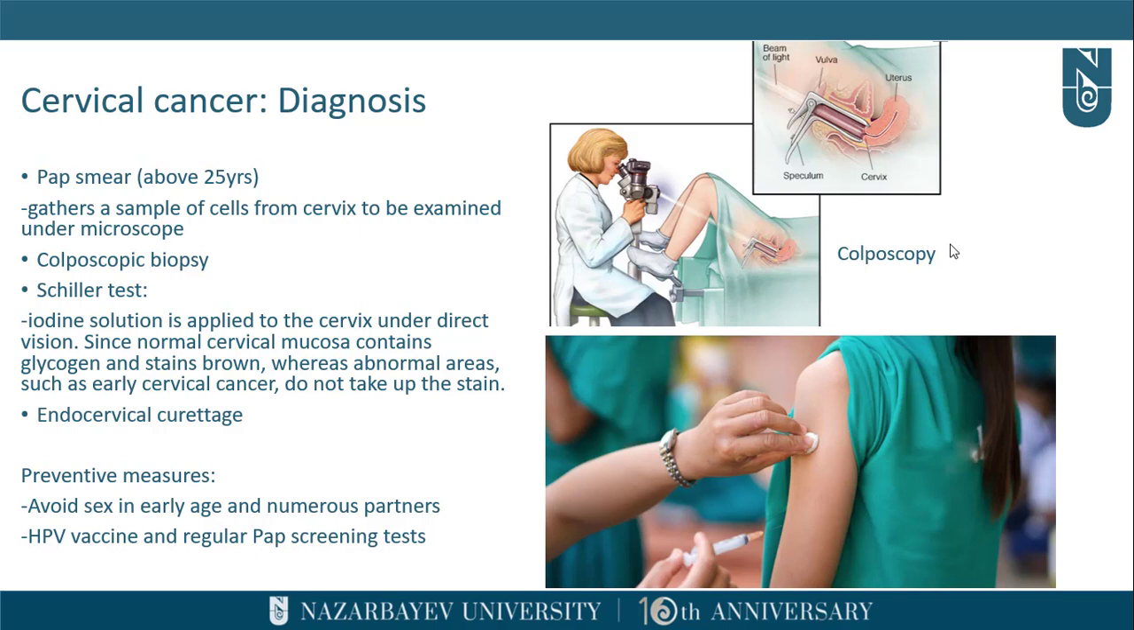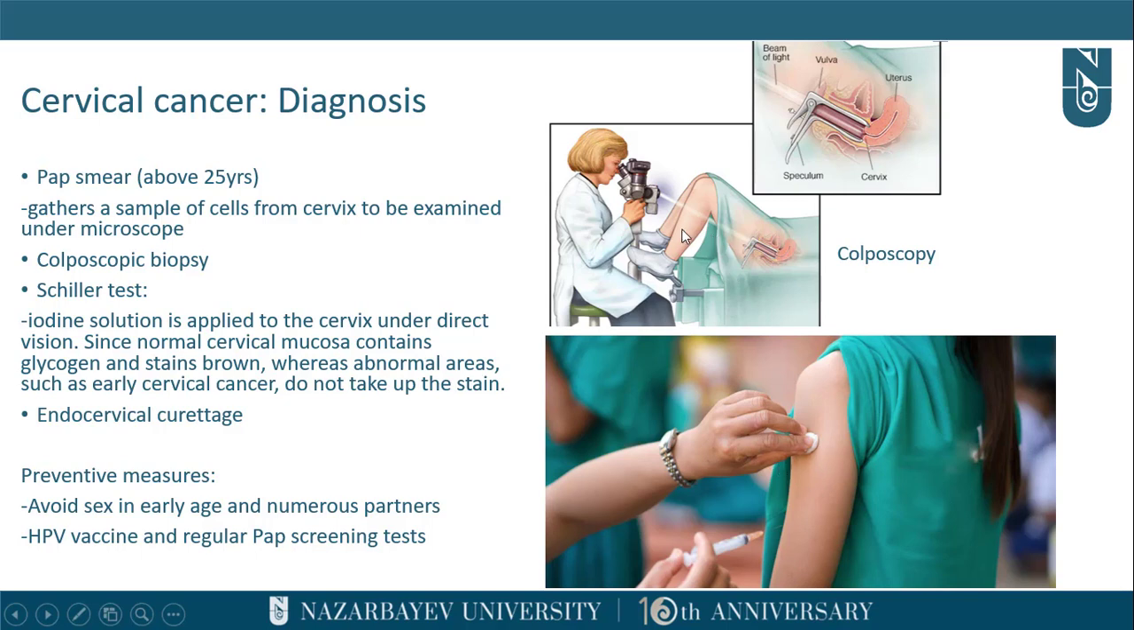In order to prevent this type of cancer, girls need to be vigilant in order not to have sex at an early age, and also not to have numerous partners. And now there is an HPV vaccine available, so they can get vaccinated and have regular Pap screening tests. So this is the vaccination and Pap screening.